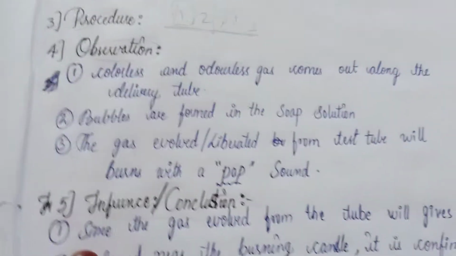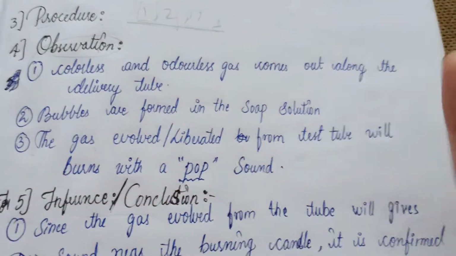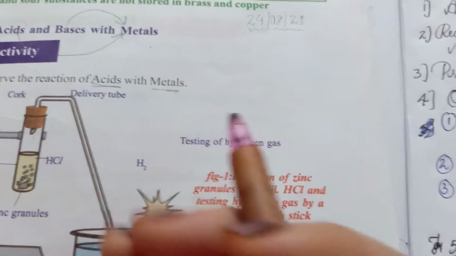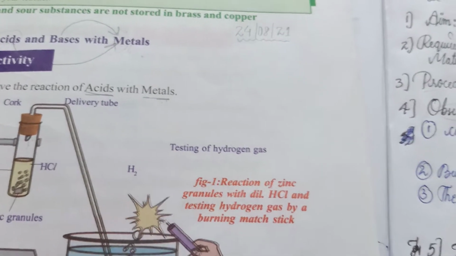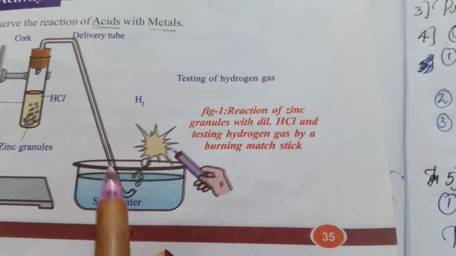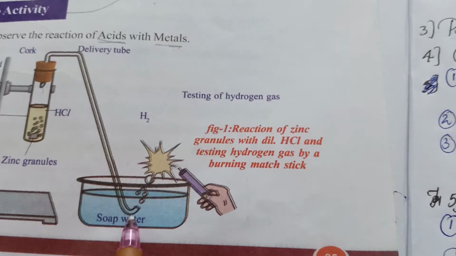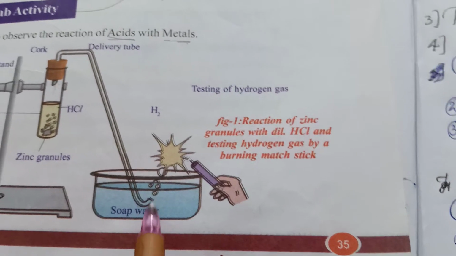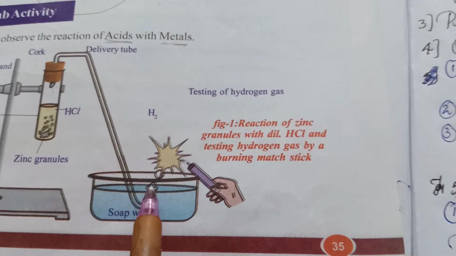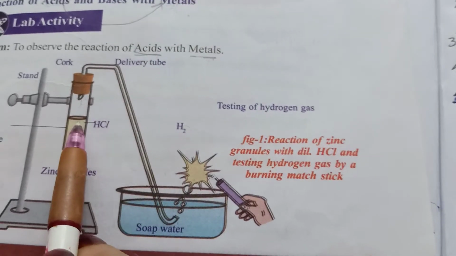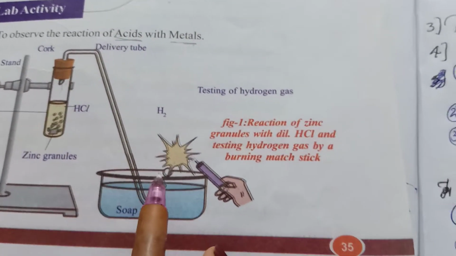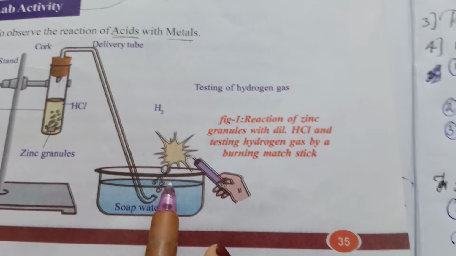What we have actually observed is that a colorless and odorless gas comes along the delivery tube. Colorless means the gas has no color, and odorless means it has no smell. The odorless, colorless gas is coming through this delivery tube into this tub. As the gas is coming, bubbles are forming in the soap water in the glass tub. These bubbles contain the gas which is coming from the test tube through the delivery tube.